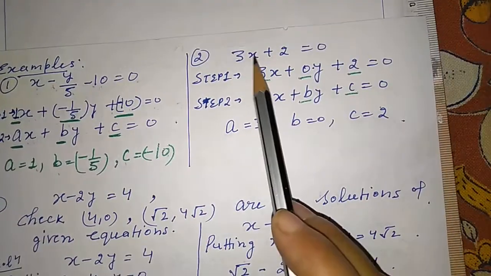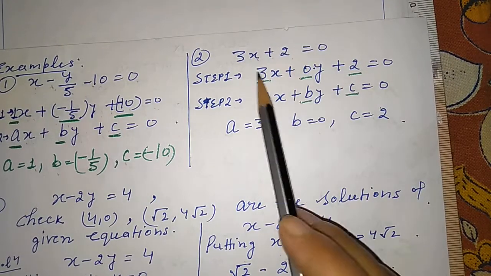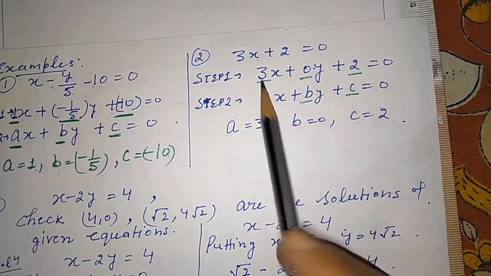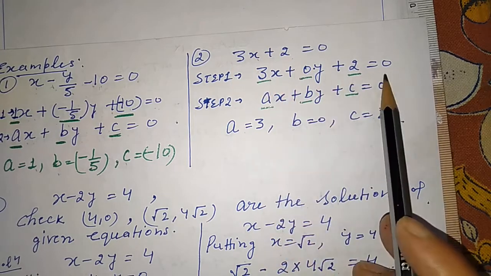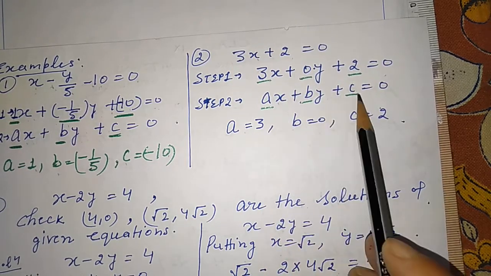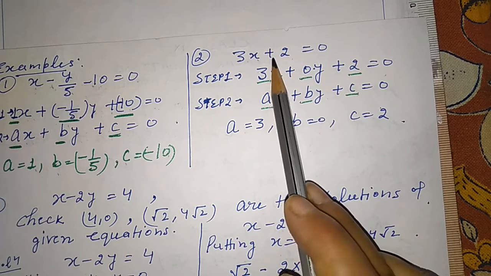Similarly, we have another equation in which we have to find the values of a, b and c. So first we will convert this into the general form, in the form of ax plus by plus c. 3x plus 2.